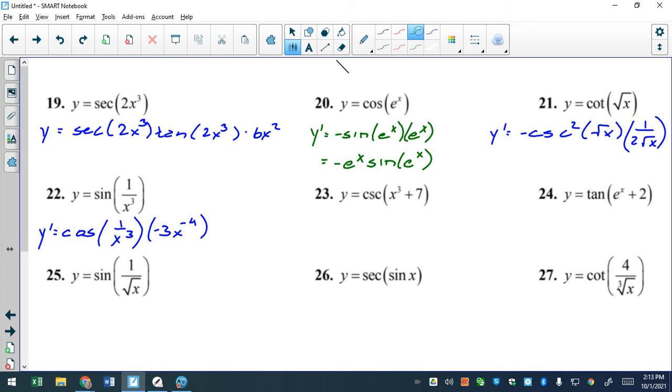All right. 23, derivative of cosecant is negative cosecant cotangent, and you keep the inside the same. You do not change that inside. So it's negative cosecant of all of that stuff, x cubed plus 7, cotangent x cubed plus 7. And then the derivative of x cubed plus 7 is 3x squared. And now we're done with 23. Takes up a lot of space.